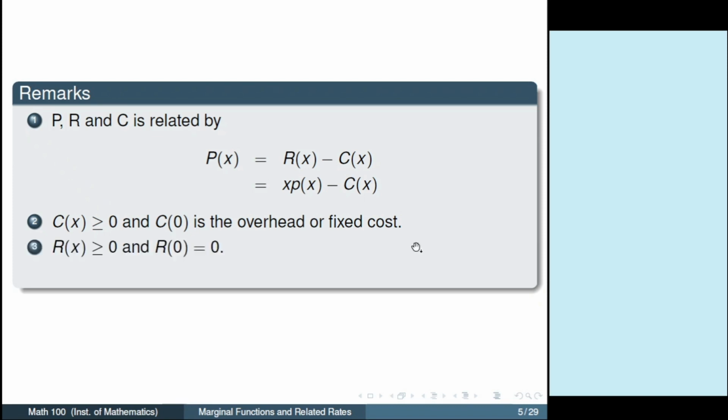Okay? Third one, R of x or the revenue is always greater than or equal to 0, of course. And R of 0 equals 0. Syempre, kapag walang benta, wala din tayong revenue.